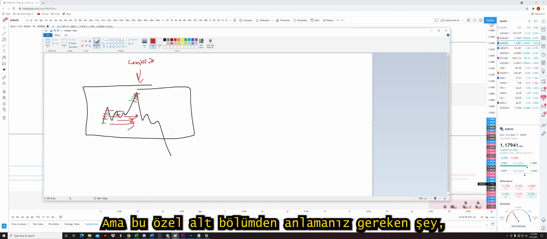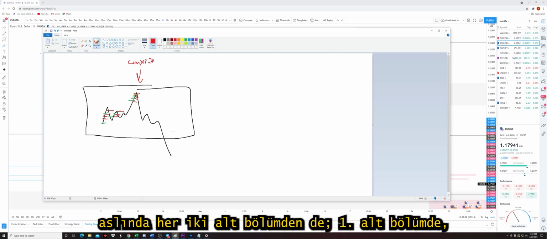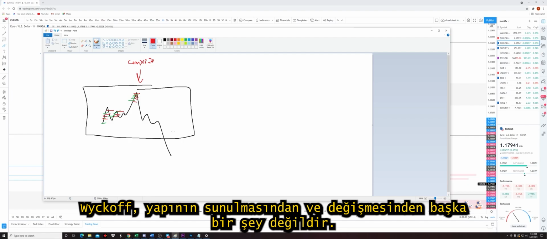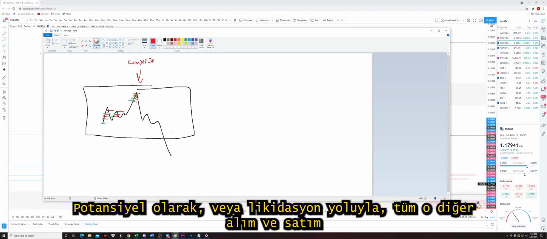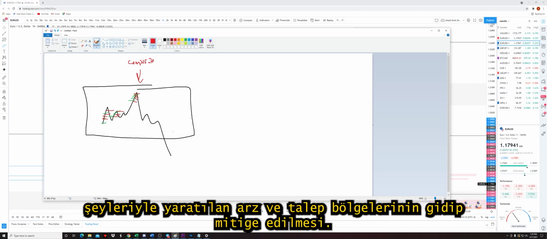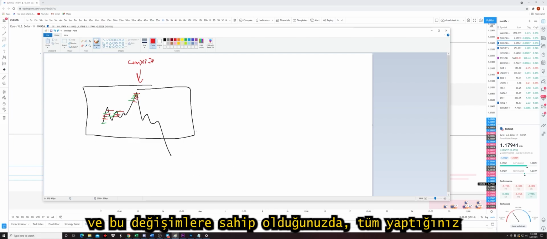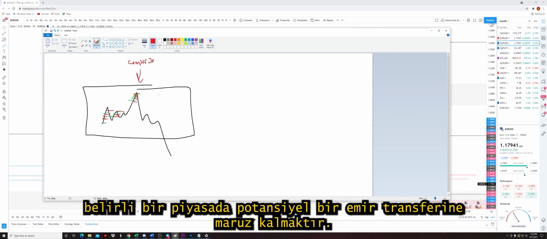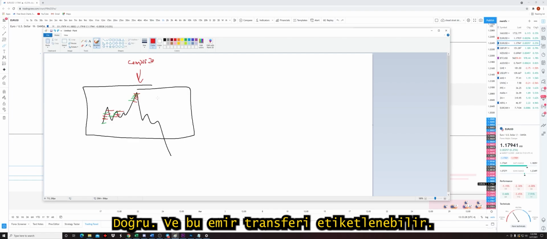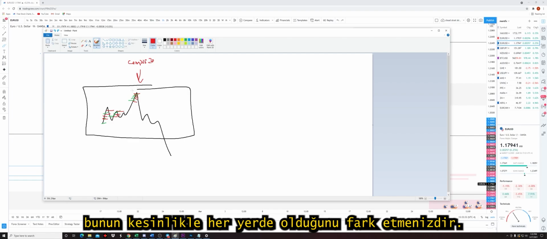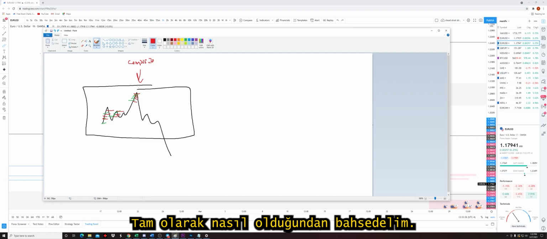But what you need to understand from this specific subsection is, well, actually from both subsections, is that subsection 1, you need to understand that Wyckoff is nothing more than structure being delivered and being shifted potentially, or supply and demand zones being created by way of liquidation, by way of all that other stuff of buying and selling to go and mitigate it. Or, in another sense, when you have these type of liquidations and these shifts, all you're doing is you're undergoing a potential transfer of orders in a certain market, right? And that transfer of orders can be labeled, and we'll talk about labels in a second, but the most important thing is that you need to recognize that it happens absolutely anywhere. Let's talk about exactly how.